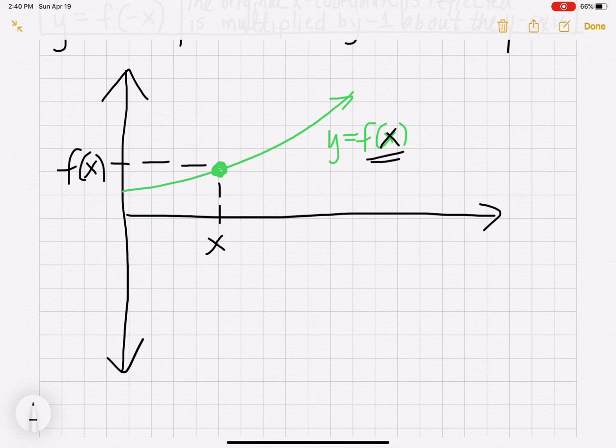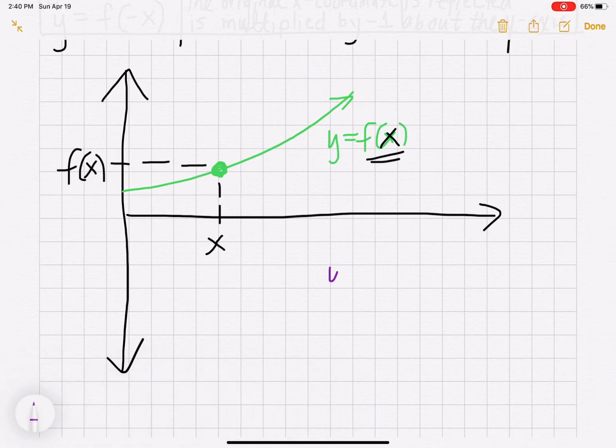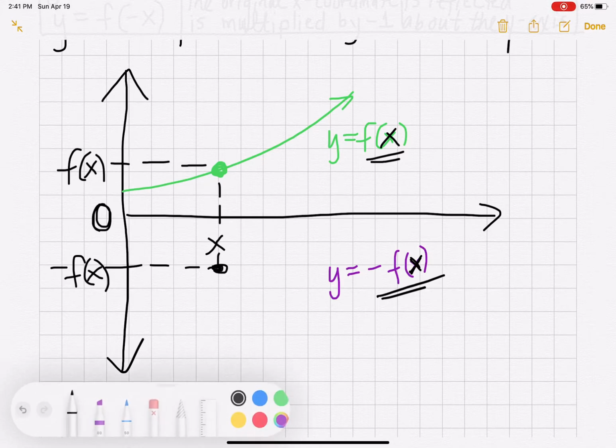So let's say I want to come up with a new function. Purple function. y equals negative f of x. Think about what the input is here. The input is still x, right? But the output this time is negative f of x. So where's negative f of x? Oh, if this is 0 right here as a y value, negative f of x is going to be down here, right, on the opposite side of the x-axis. So there's negative f of x. We put that together to get a point. We're going to call that our purple point.